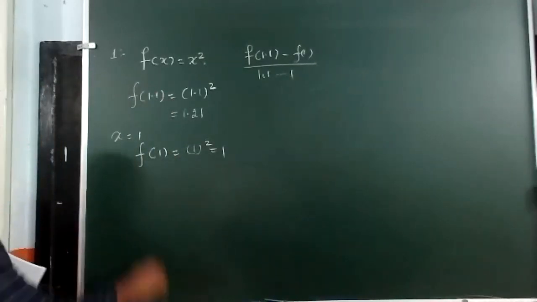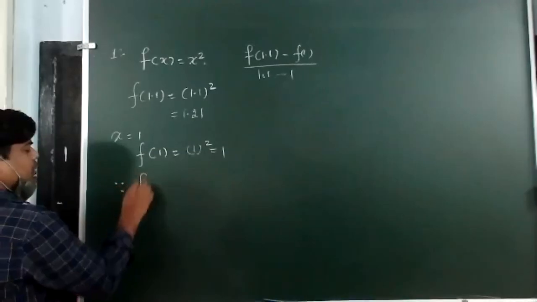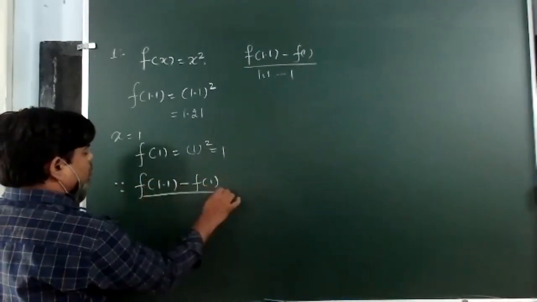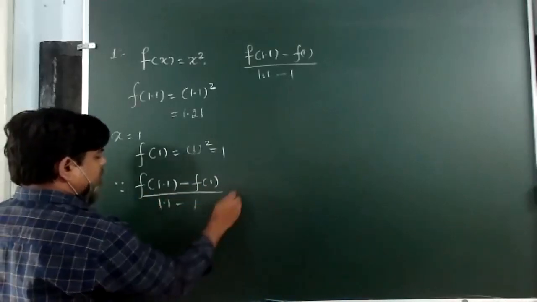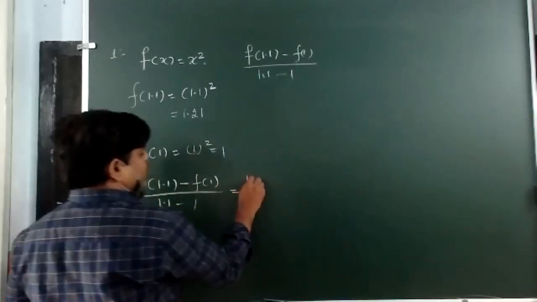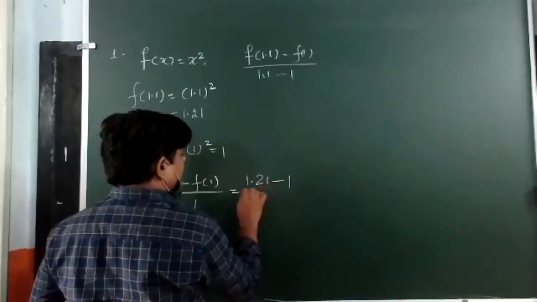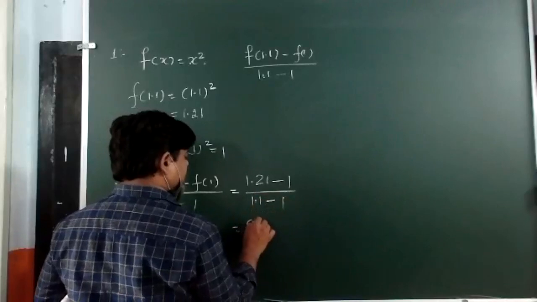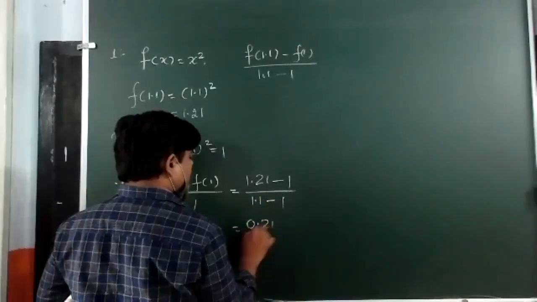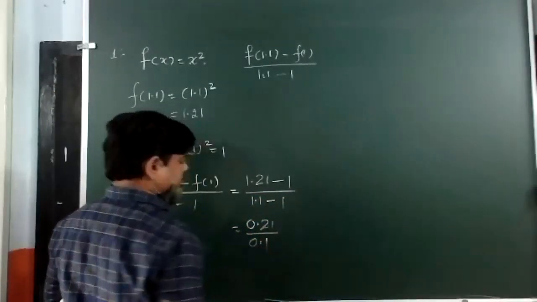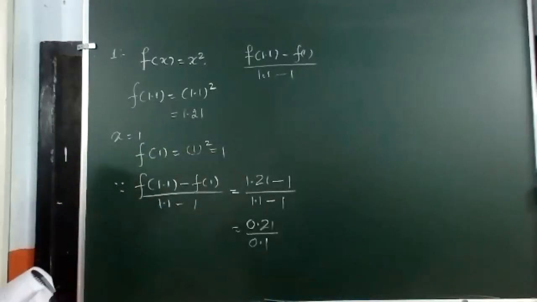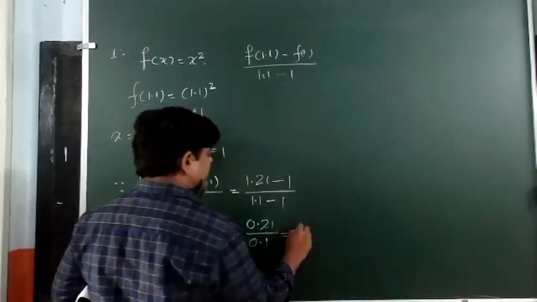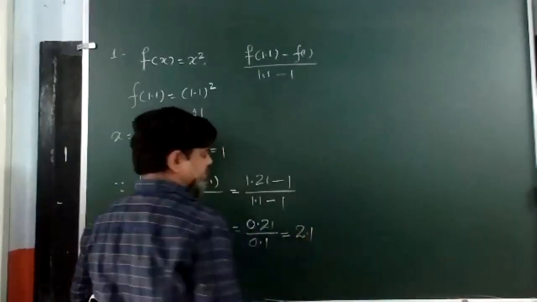Now, I have got the value of f(1.1) and the value of f(1). Now, tell me one thing. I have to find the value of (f(1.1) minus f(1)) whole upon (1.1 minus 1). It is (1.21 minus 1) upon (1.1 minus 1). It can be written as 0.21 upon 0.1. Am I correct? Say yes or no. And after simplification, it will be 2.1. This is the result.